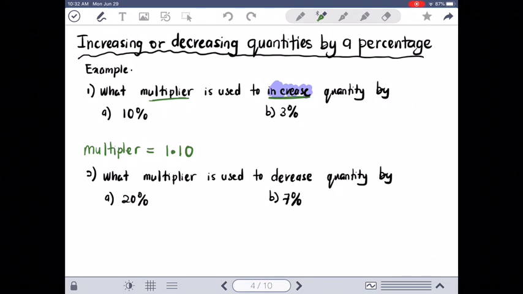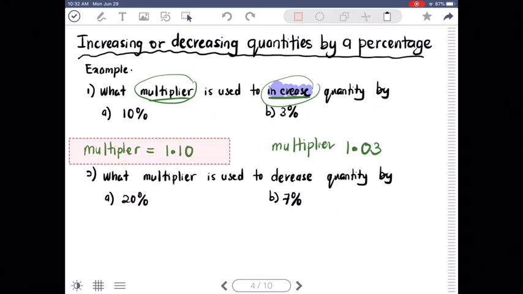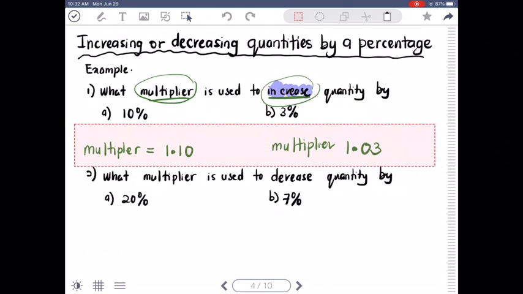Right, the next question, B. What multiplier is used to increase a quantity by 3%? It means that in terms of percentages, it becomes 103%. In terms of multiplier, it should be 1.03, but the question wants us to state the multiplier only, so you can erase the percentage. Right, for both cases, A and B both increase.